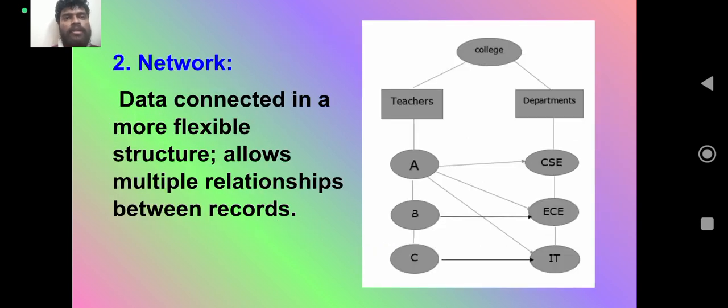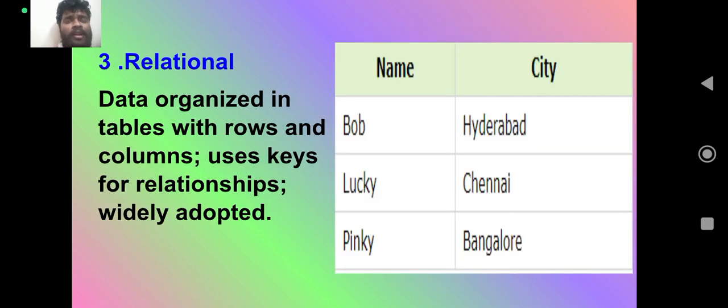And next one is network. Data connected in more flexible structure allow multiple relationships between the records. Okay, I would like to explain it in simple words. There exist one-to-one relation and many-to-many relation. Okay, and you can see the diagram. It is self-explanatory.